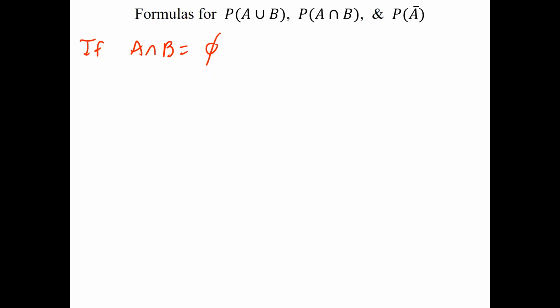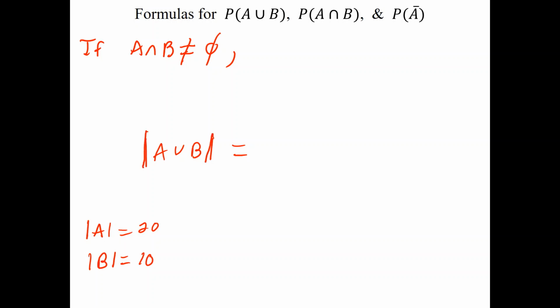So the second situation is, what if the events are not disjoint? In other words, there's something on both lists. Well, then let's try to figure out what this is. So once again, let's pretend Amy is inviting, number of people she's inviting to the wedding is 20. Number of people Ben is inviting to the wedding is 10. This is how many people are being invited total. But let's say that there's one person on both lists. Then how many people are actually invited to the wedding?